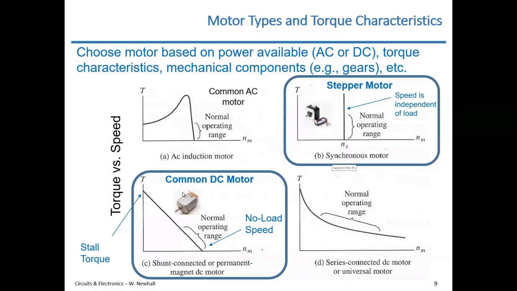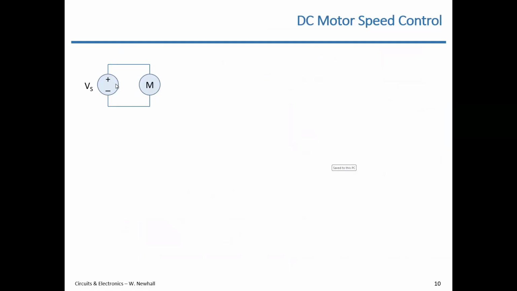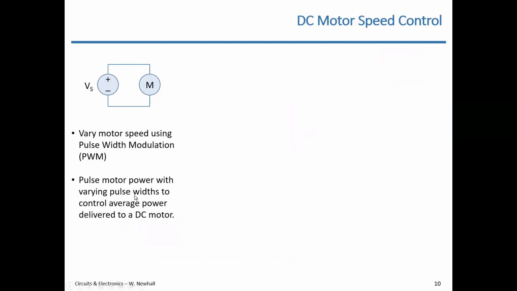Okay, so let's talk about speed control of a common DC motor. If you want a motor to run full speed, you can just apply, let's say, 5 volts to a 5-volt motor and that motor will run. But you could also vary the speed of that motor using pulse width modulation, just like in lab when you controlled the brightness of an LED. So you're going to pulse the motor with varying pulse widths to control average power delivered to the DC motor.